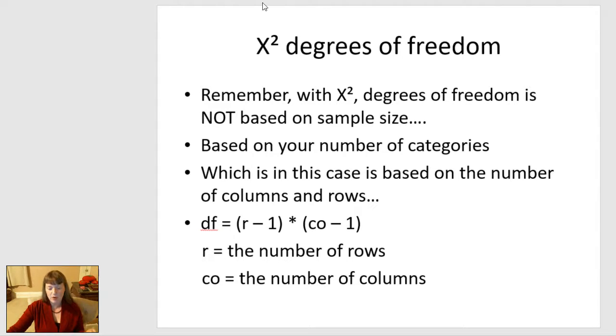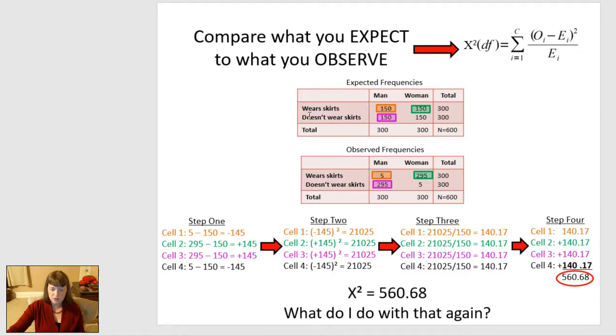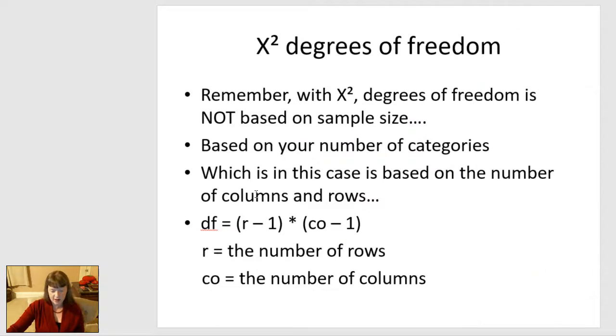And so I like to talk about rows versus columns. So if we look here, we have 2 rows, wearing skirts, not wearing skirts, and we have 2 columns because the first variable, skirt wearing, had 2 outcomes, and our second variable, gender, had 2 outcomes. So applied to degrees of freedom, the number of rows that we had was 2 minus 1. The number of columns that we had was 2 minus 1. And so then I get a total degrees of freedom of (2 minus 1) times (2 minus 1), or 1 degree of freedom.